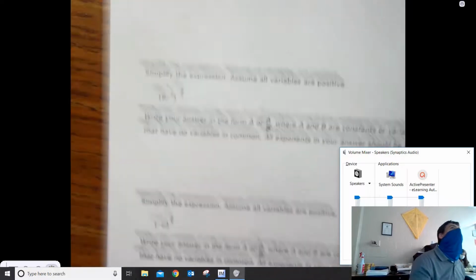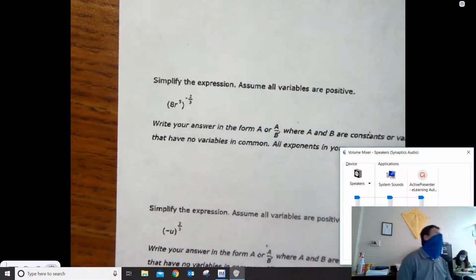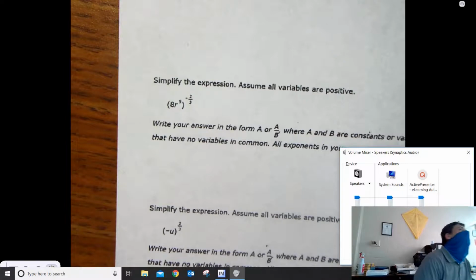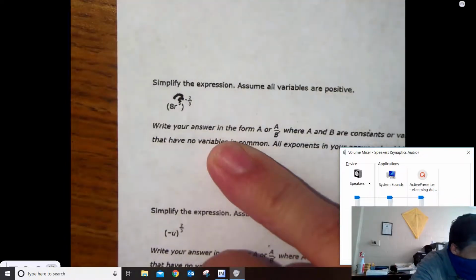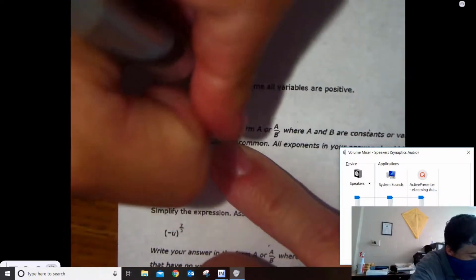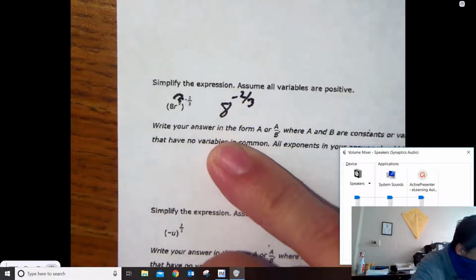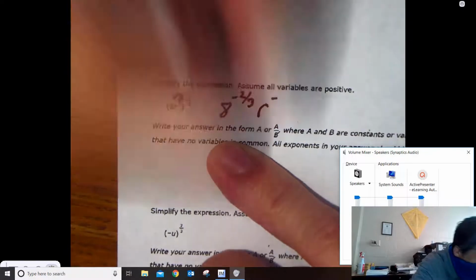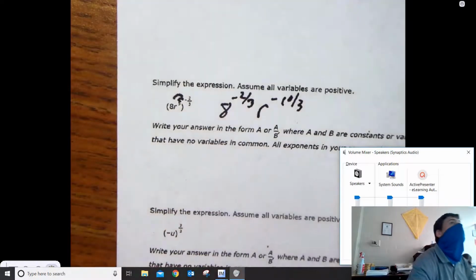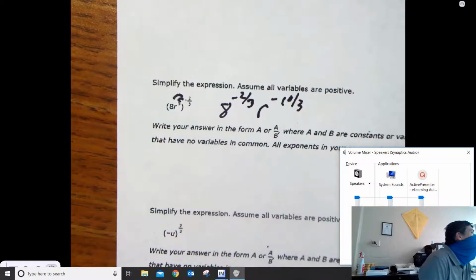Let's move on to something a little bit different, where the exponent is negative. So I started seeing negative exponents, and the first thing I'll do is distribute that negative exponent. But there's another rule I'm going to have to memorize. This is 8 to the negative 2/3. 5 times negative 2 is r to the negative 10/3. The fact that those exponents are negative means I need to do something with those pieces. What do I need to do with them?